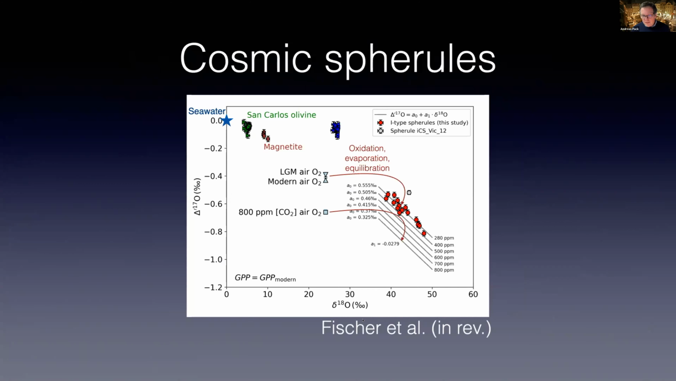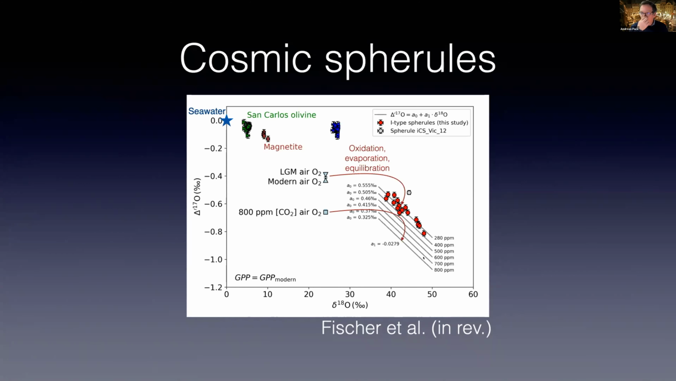These data are from a paper by Michael Fischer. It's in revision at the moment. These are data on the triple oxygen isotopes, Δ'17 versus δ'18, of Antarctic I-type spherules. These spherules plot on a relatively tight trend in the triple isotope diagram. The slope of this trend has no single physical meaning, because it is a mixture of fractionation during oxidation, fractionation during evaporation (you see they are pretty heavy in δ18), and equilibration exchange with ambient oxygen. So our approach is that we just fit a line through these data, and then, assuming an atmosphere with 800 ppm CO2, the air O2 would be here, under the precondition that the GPP is the same, and then these cosmic spherules would lie here.